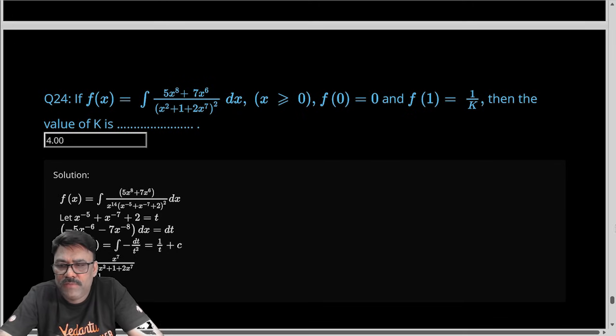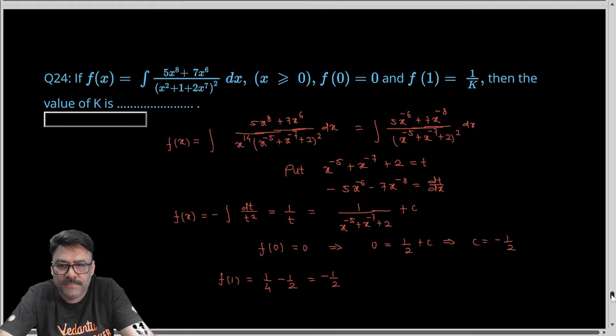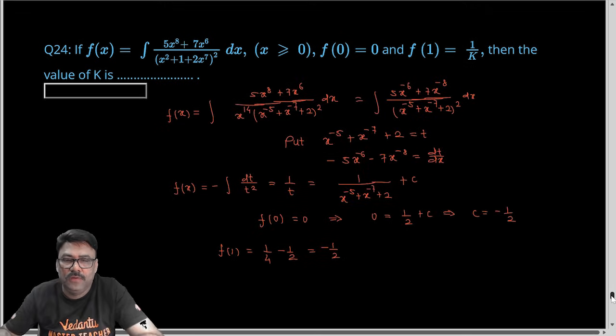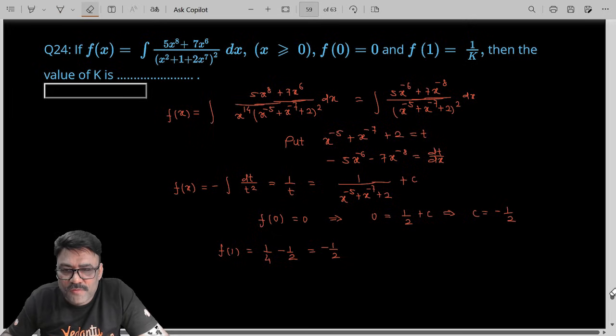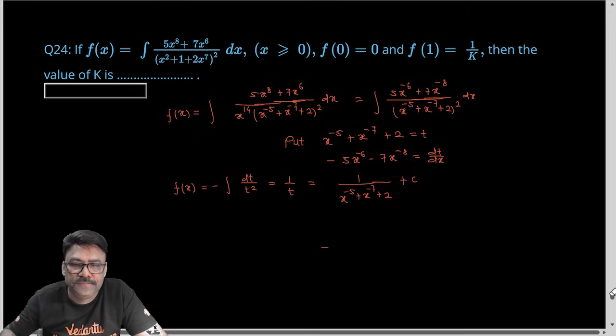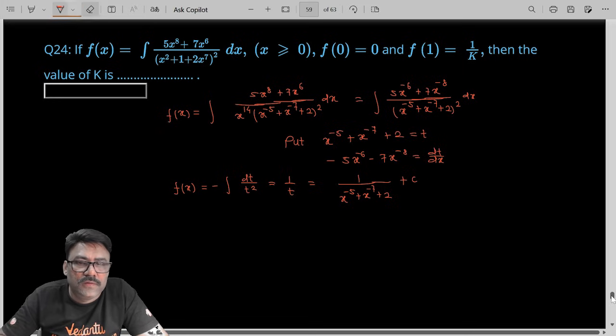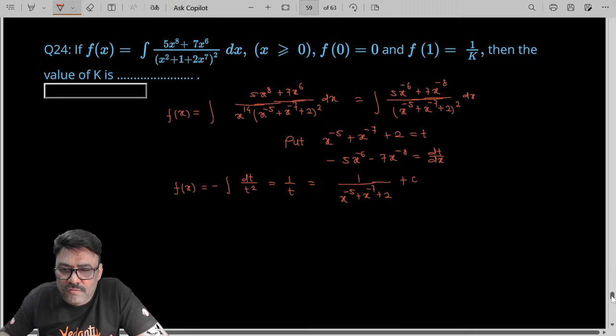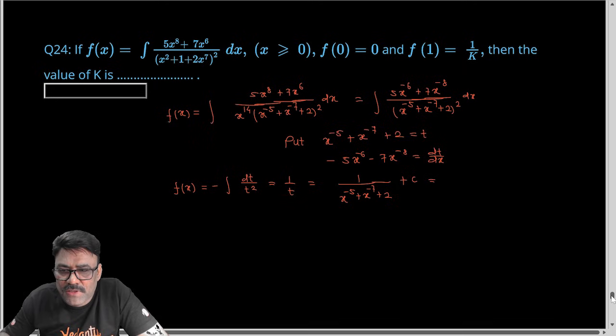My bad. Sorry, my bad. I'm putting here x equal to 0. Actually 0 raised to minus 5 will not be defined. So let me convert it first. My fault. So it will be what? It will be 1 by x raised to minus 5 is 1 by x raised to 5, x raised to minus 7 is 1 by x raised to 7 plus 2 plus c.